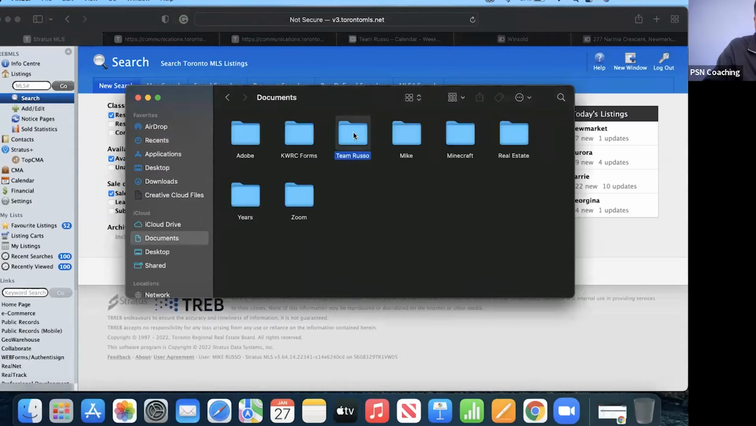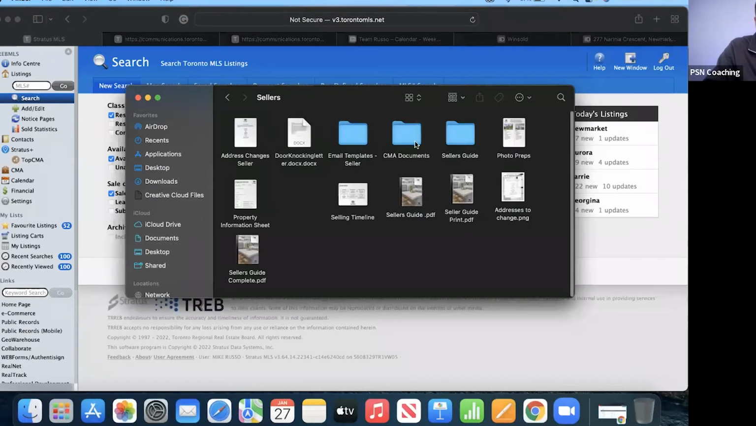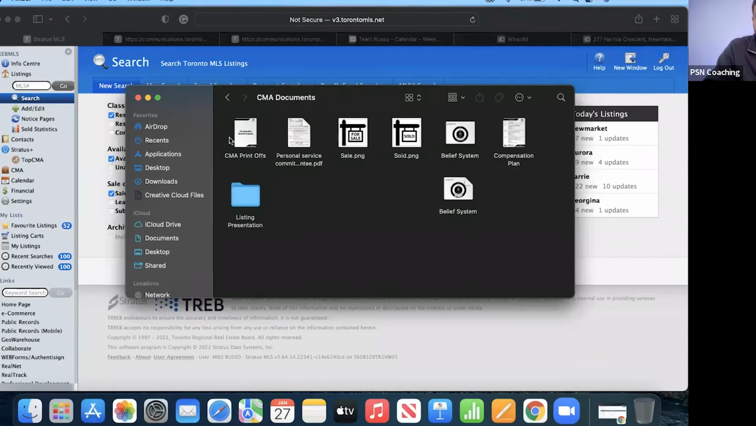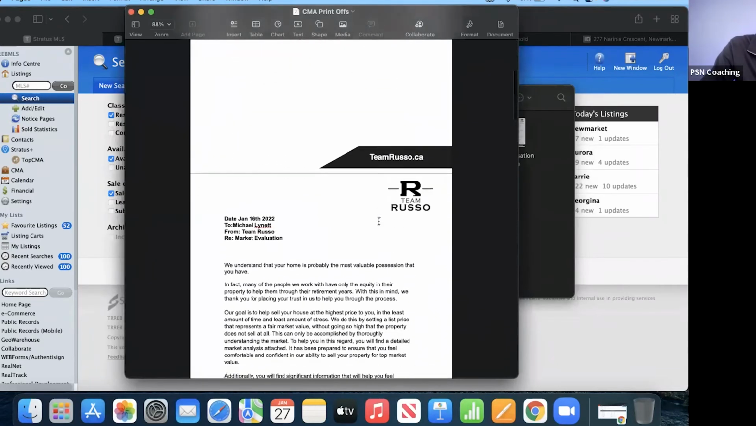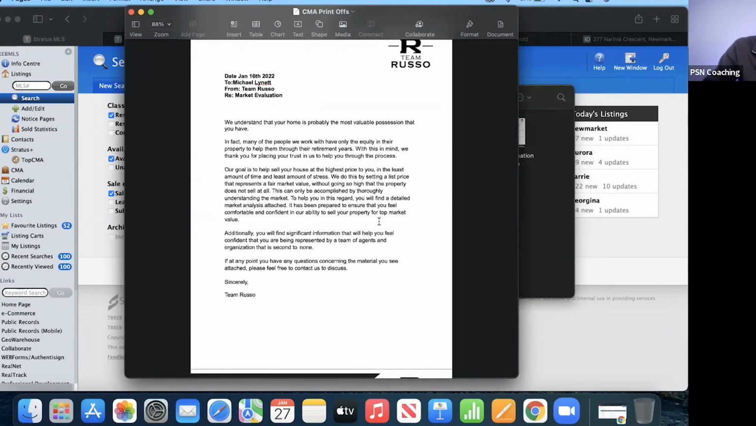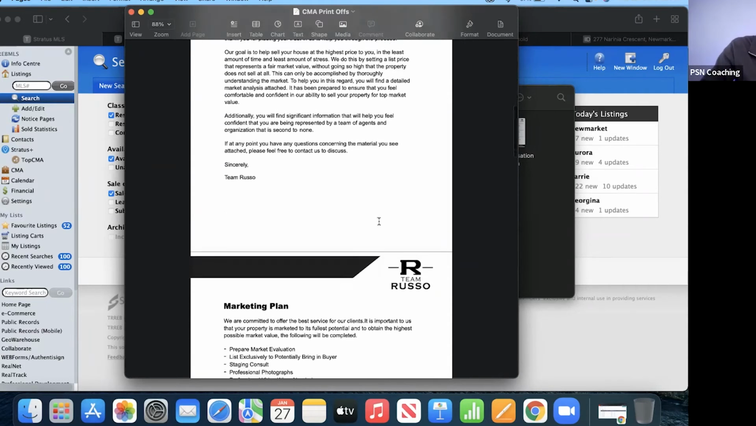So what I do with them, this is what I use. Go to documents, Team Russo, client packages, sellers, CMA documents. So CMA print offs. This is what I go over. Comparative market analysis, that's the cover. This is a quick little letter that states we understand your home is worth a certain amount and we want to treat your home with the most respect, sell it for the most amount of money, in the least amount of time, and with the least amount of stress imposed upon you.